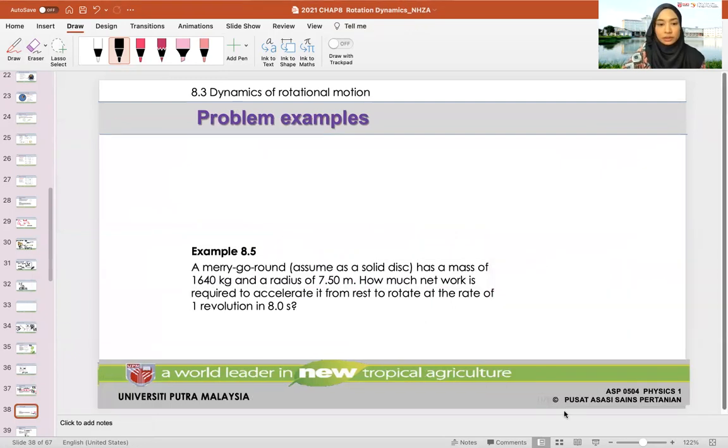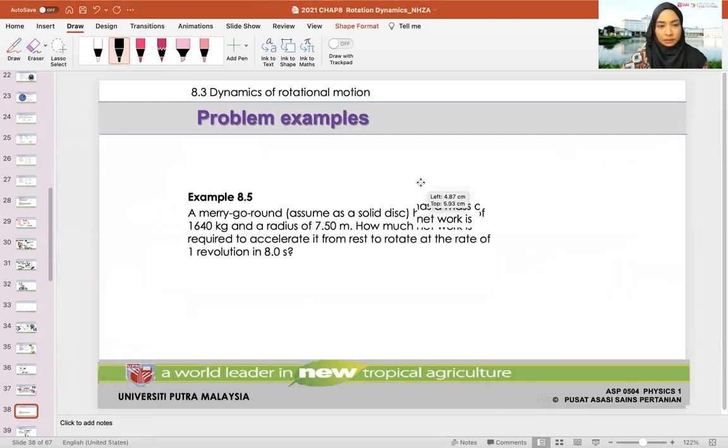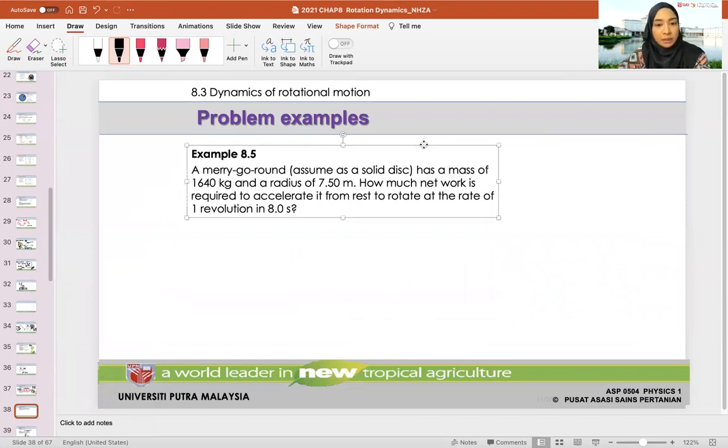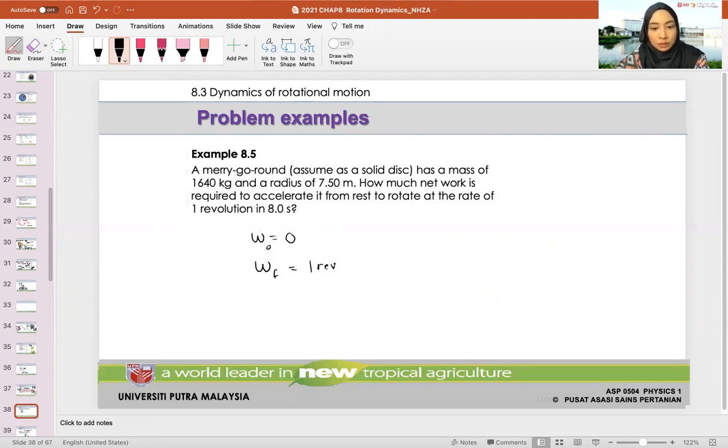Okay, let's do this one. Can I give everyone like 5 minutes to do this one? How much net work is required to accelerate it from rest? So it's telling you omega initially is 0, and then you have another omega final of 1 revolution in 8 seconds. A merry-go-round, assume a solid disk.